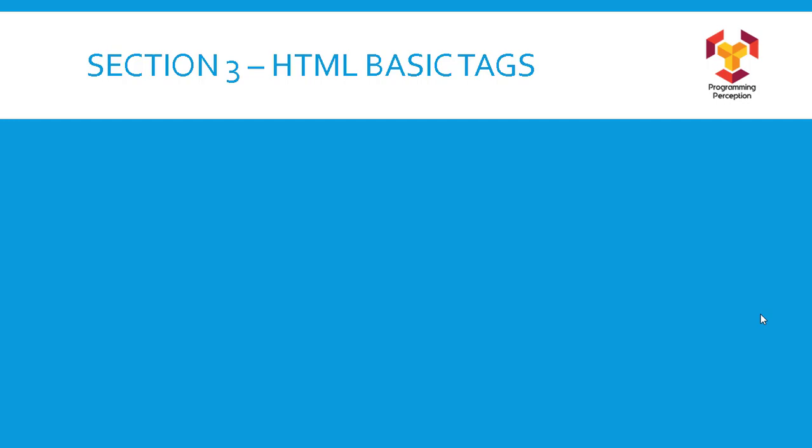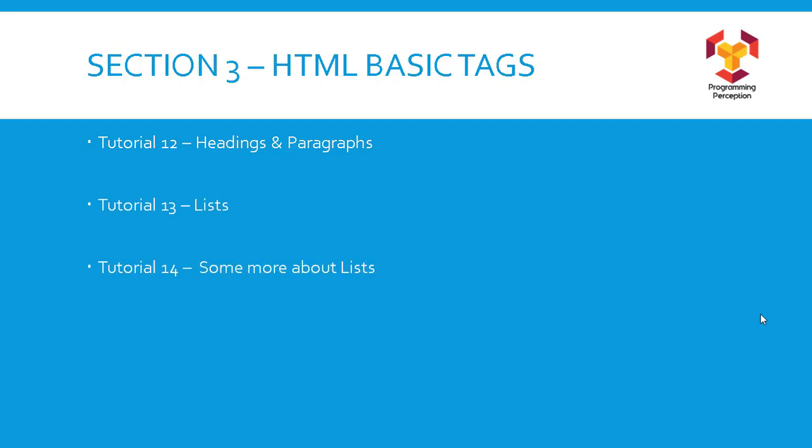In this section there are 4 tutorials: tutorial 12 headings and paragraphs, tutorial 13 lists, tutorial 14 some more about lists, and tutorial 15 importance of semantics. So this is tutorial 12, headings and paragraphs.